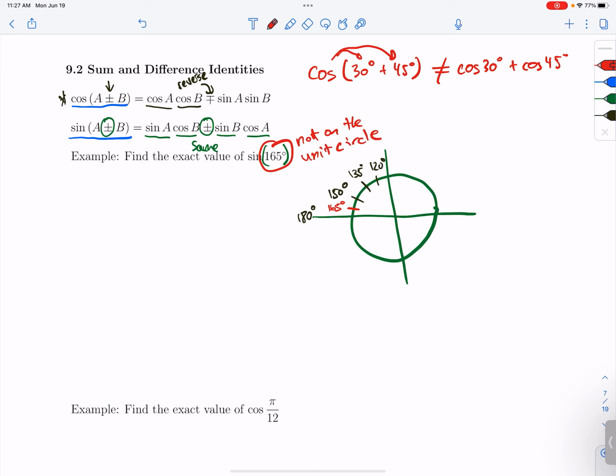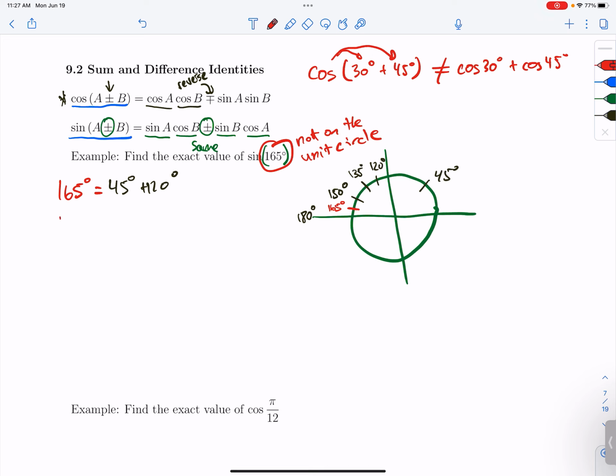So what I'm going to do is come up with two angles that either add together, or when I subtract them, I get 165, such that the two angles that make up that sum or difference are on the unit circle. Two angles that could add together to give me 165: 45 degrees and 120. I could do those two angles. Both of those are on the unit circle. When added together, they are 165.